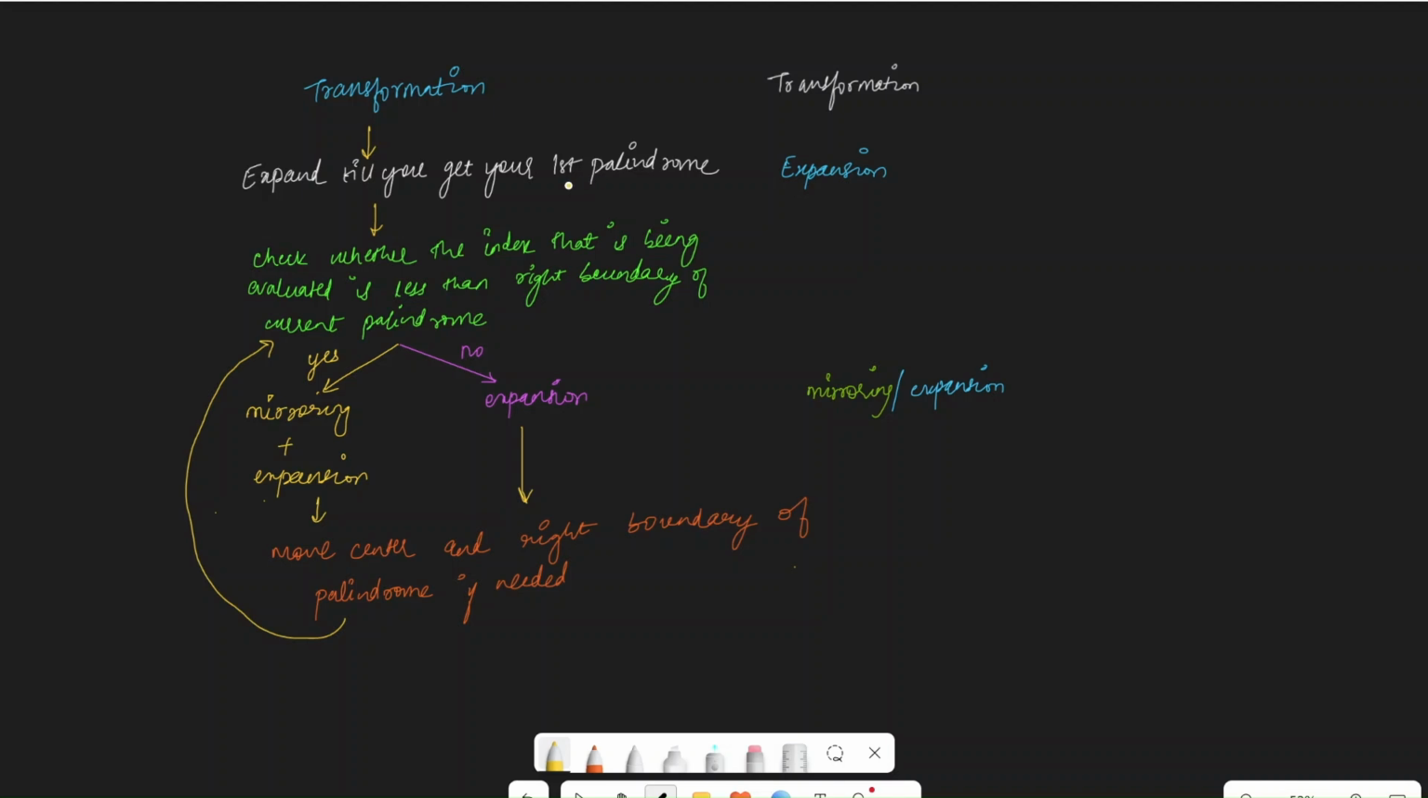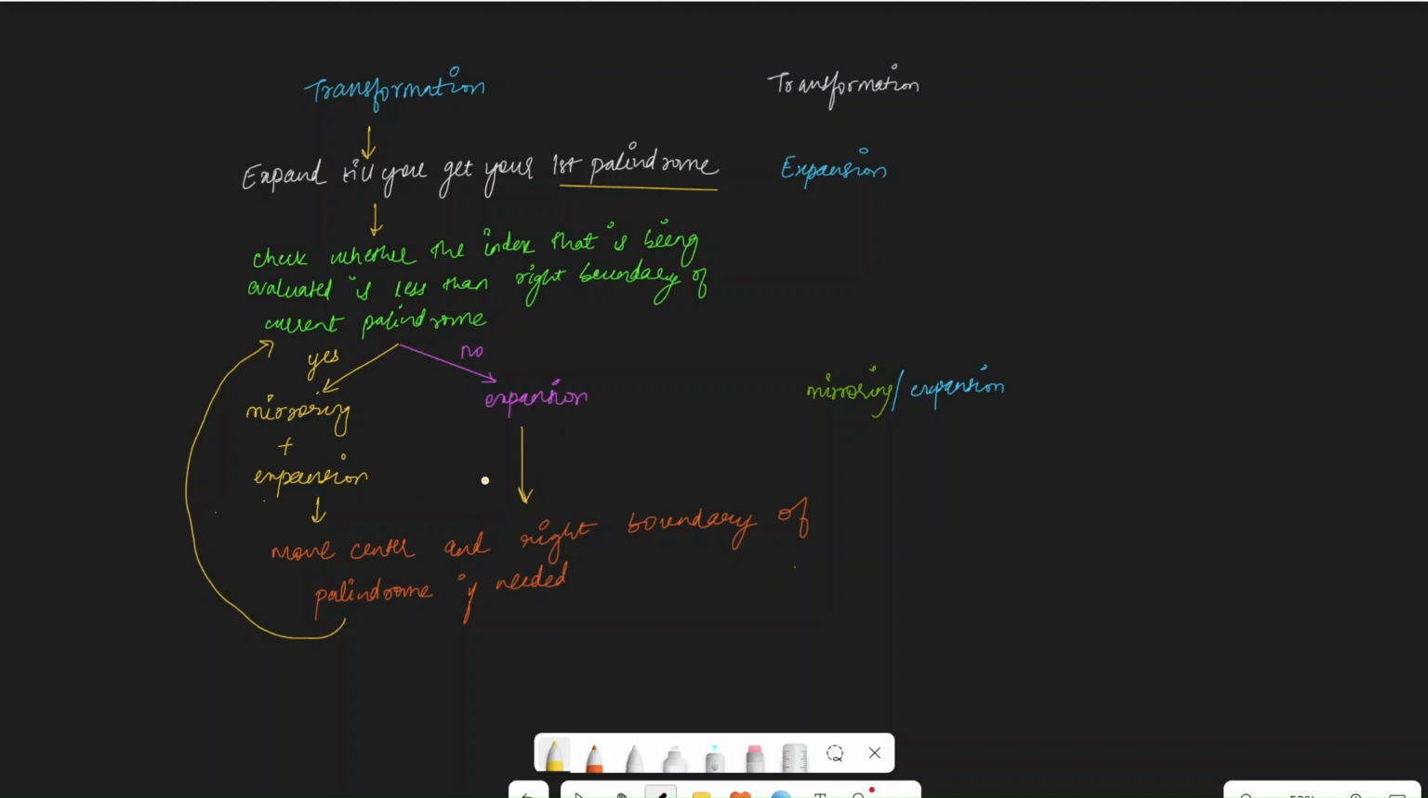Then we need to expand till we get our first palindrome, because till we get a palindrome, we cannot think about mirroring. As soon as we have caught the palindrome, check whether the index that is being evaluated is less than the right boundary of the current palindrome, because that would mean we are within a palindrome, and then we can check for mirroring plus expansion if this is true. But if we are not within the palindrome, if we are right at the boundary or outside of the boundary of the palindrome, then we can't do mirroring and we need to just apply expansion.